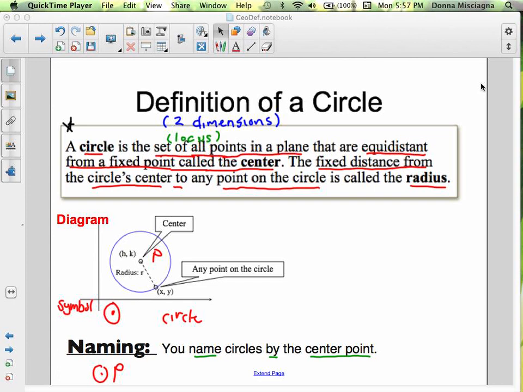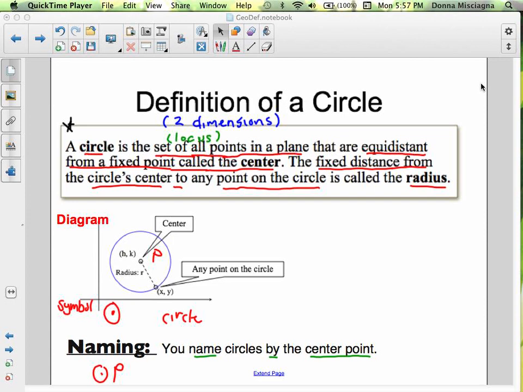There is a symbol for circle, and it looks like a circle with a dot in the center. Why the dot? Well, that dot is part of the circle. All circles in geometry will have a center, right? And we need to show that that center is part of it, and all the points that are the same distance away from that center is part of it. Right? So that's the symbol for a circle.